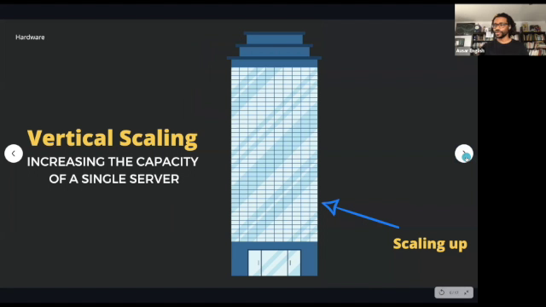Thanks, Tim. So one method of handling the demands of ever increasing requests on your system is through vertical scaling. It essentially involves increasing the resources of your server, whether that's your RAM, your CPU, your GPU, or other resources. It's known as scaling up.